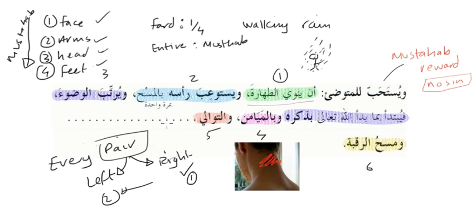So these are the 6 things which Imam Quduri mentions as mustahab for a person to perform whilst doing wudu.